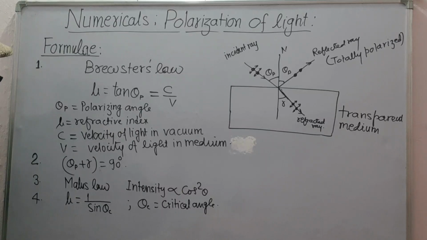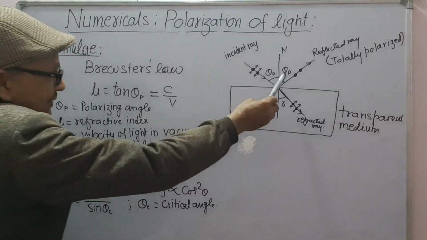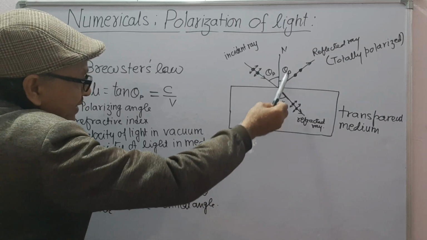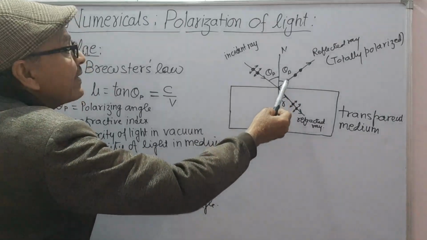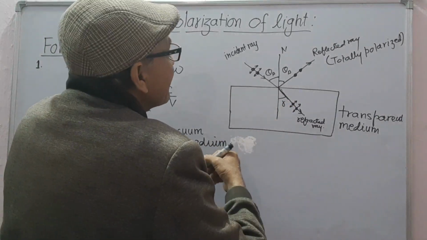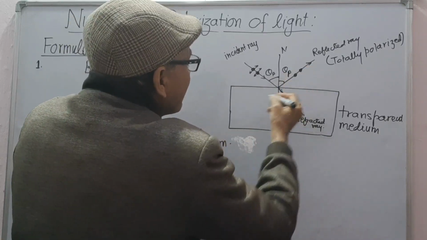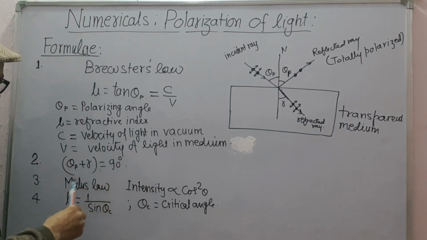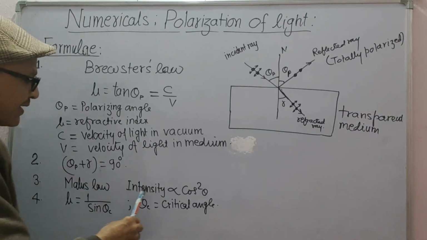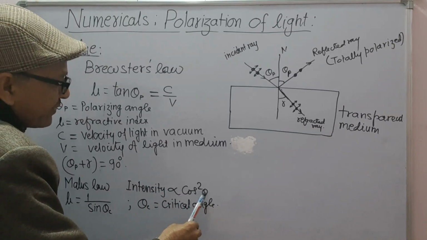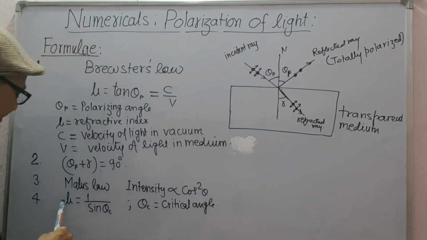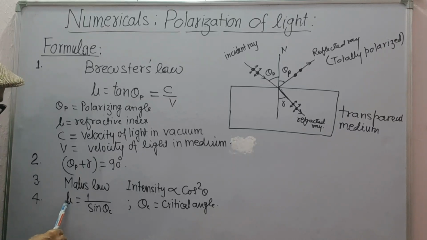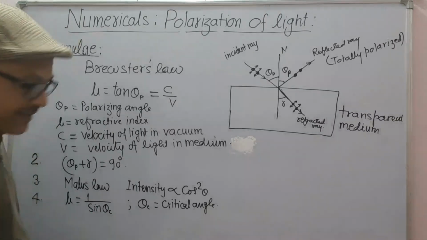Second, theta p plus r, that is, the sum of the polarizing angle and the angle of refraction, is 90 degrees. Third, Malus's law: intensity of light is directly proportional to cos square theta. Fourth, refractive index is equal to 1 upon sine theta c, where theta c is the critical angle.